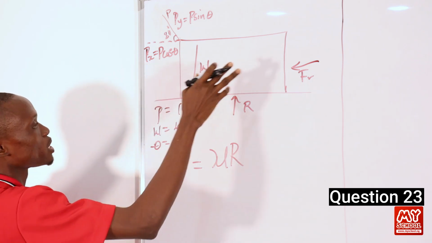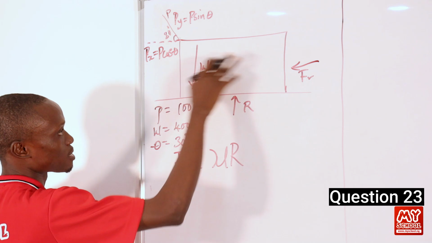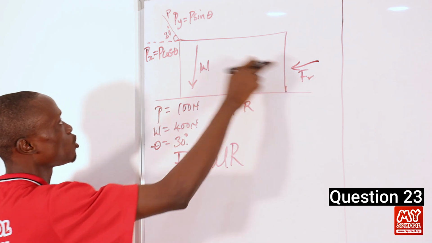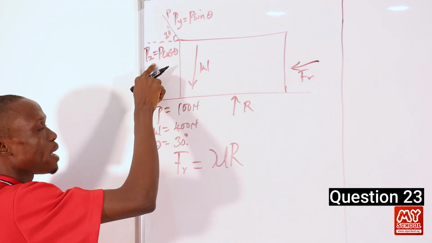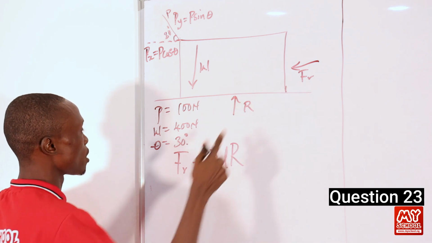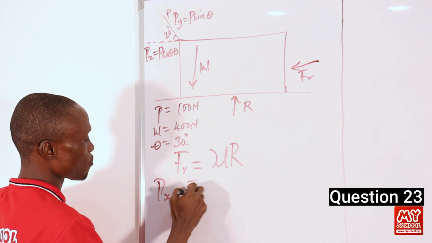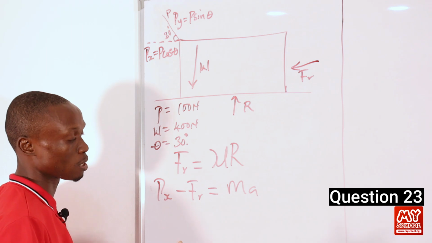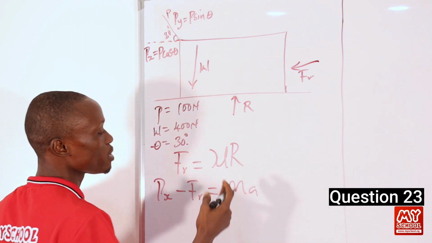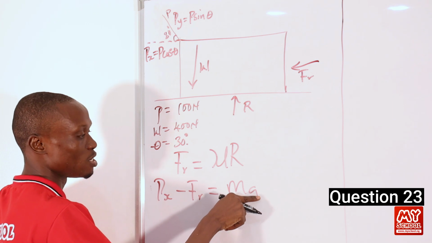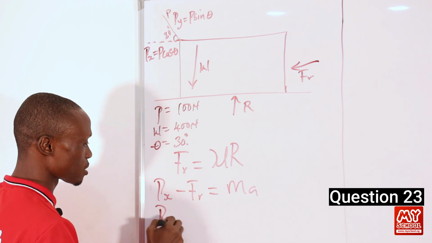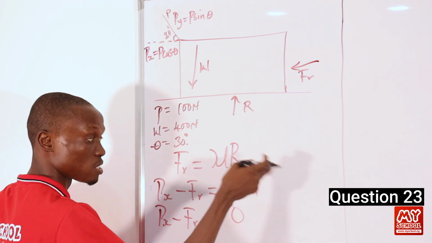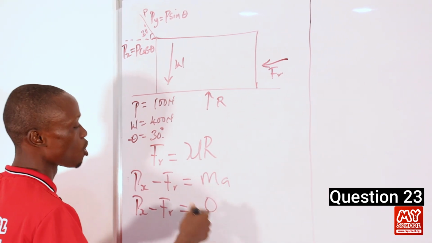If you check very well, there are two horizontal forces acting on this bus, which are Px and F. In order for this bus to move, Px must be greater than F, so that Px minus F equals Ma. But in the question we are told something about constant speed. When speed is constant, a is going to be 0. So here we'll have Px minus F equals 0, because mass times 0, since acceleration is 0, is equal to 0.